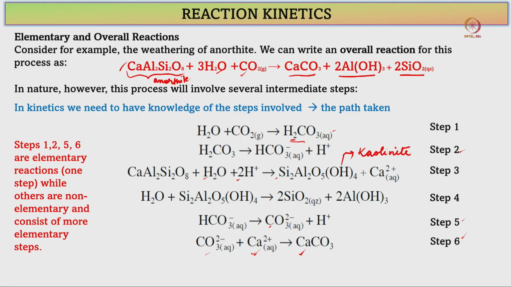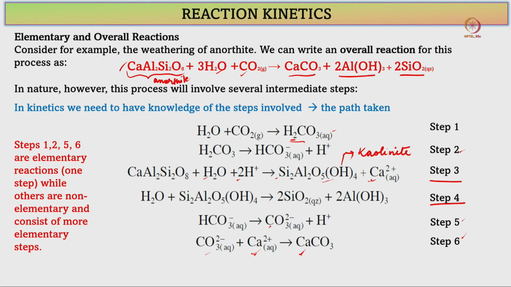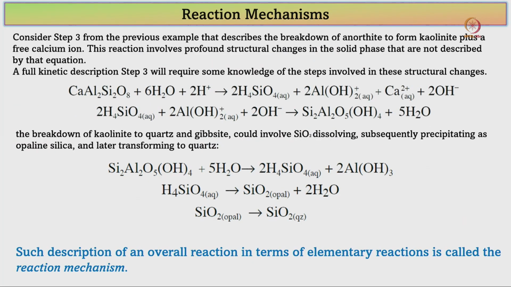But step 3 and step 4 have more than one reaction. So, we can see how these products can again be broken down into subsequent elementary reactions. These are the non-elementary steps, and these can be further broken down into elementary steps. So, we are going to break down step 3. From here, we are going to move on with anorthite.